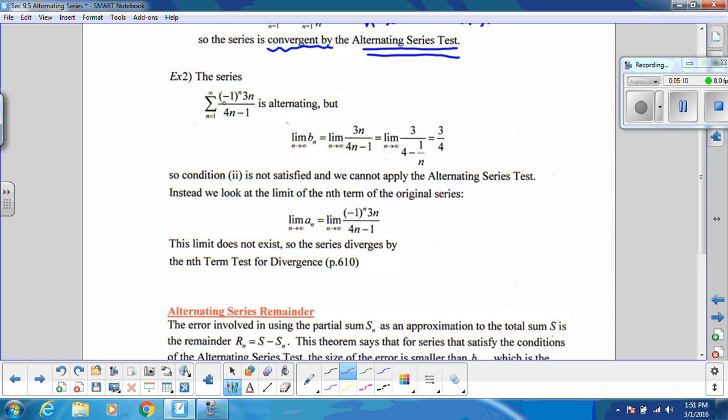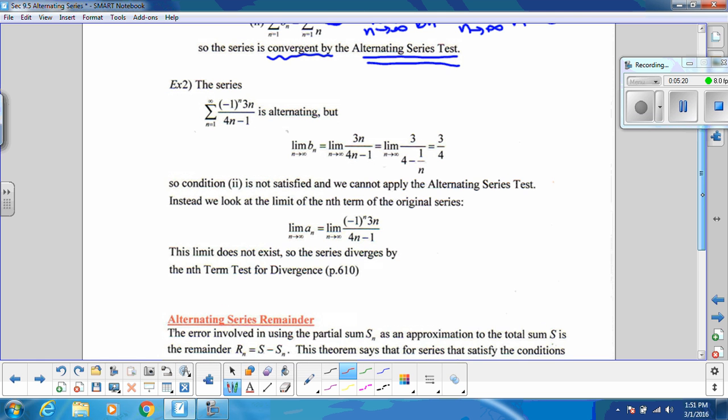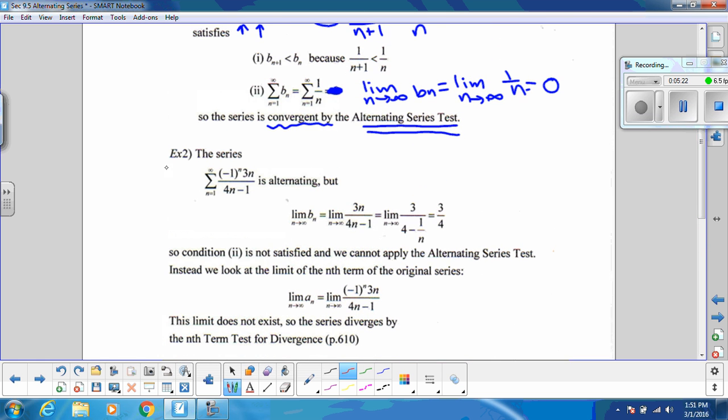It's alternating because it's (-1)^n. And so the 3n over 4n minus 1 is our b sub n. Okay, so I'm going to do something. What I like to do with alternating series is I actually like to try the second condition. I like to do the limit first, and I'll show you why in a minute.